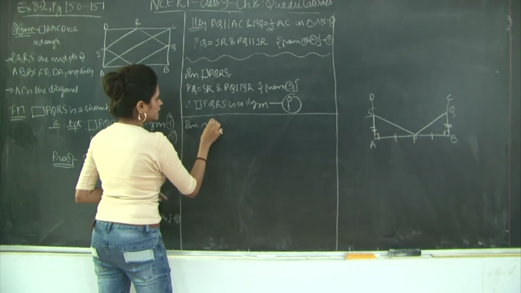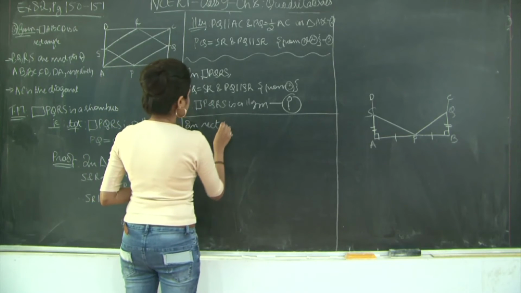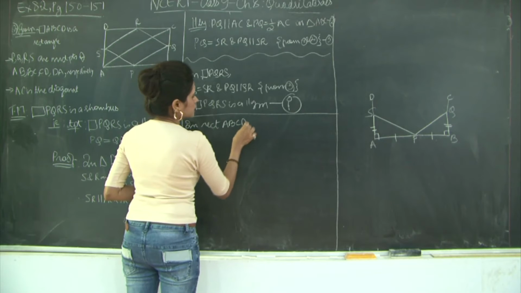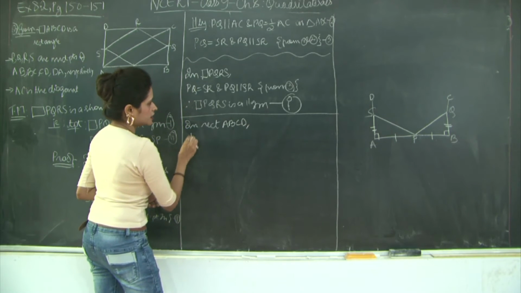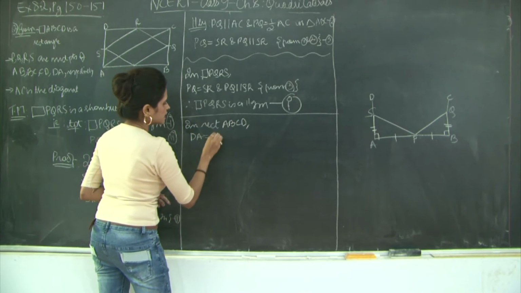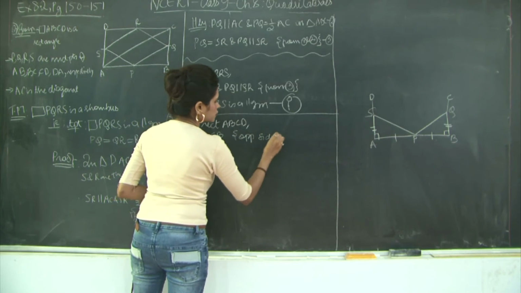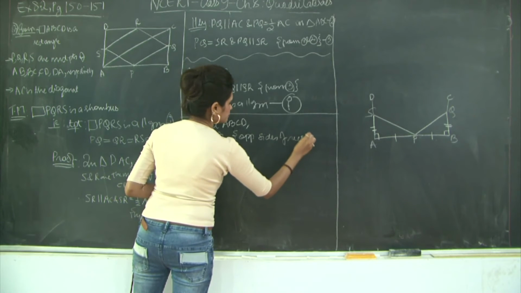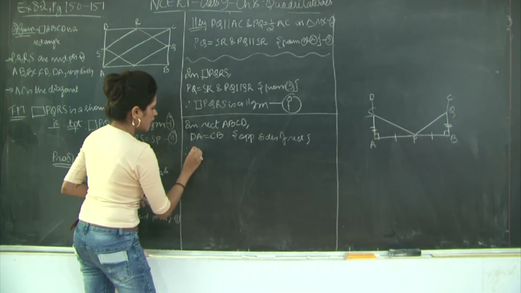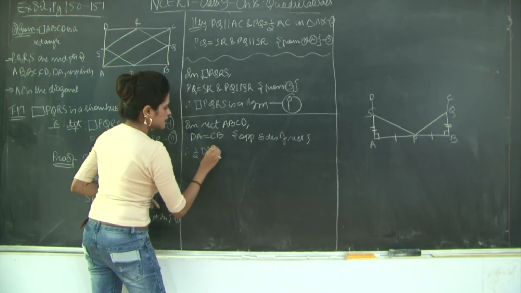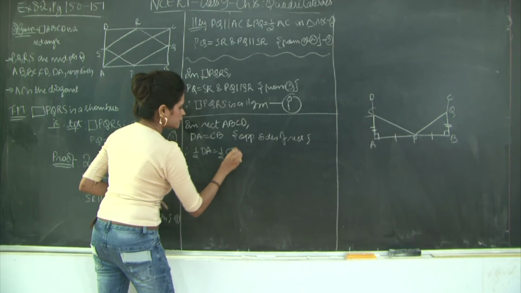In rectangle ABCD, I have DA is equal to CB, I will say opposite sides of rectangle. Therefore, half of DA is equal to half of CB.